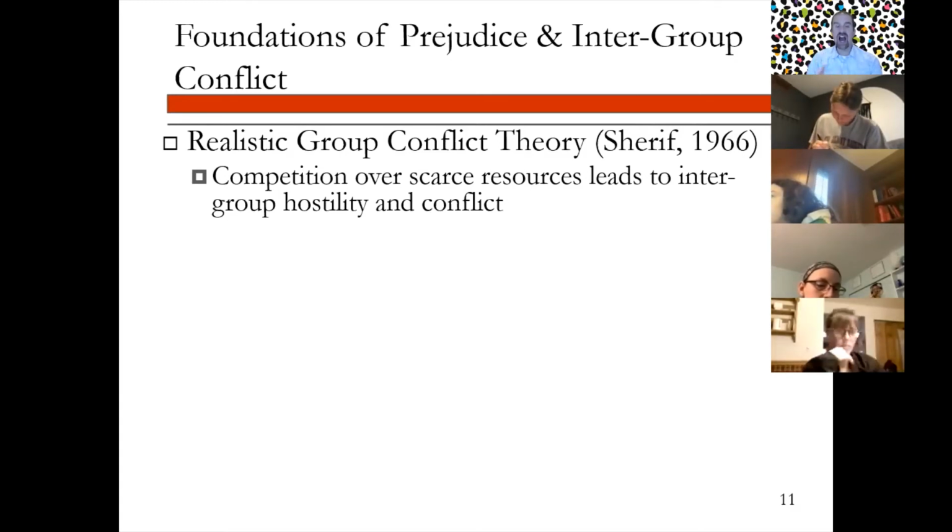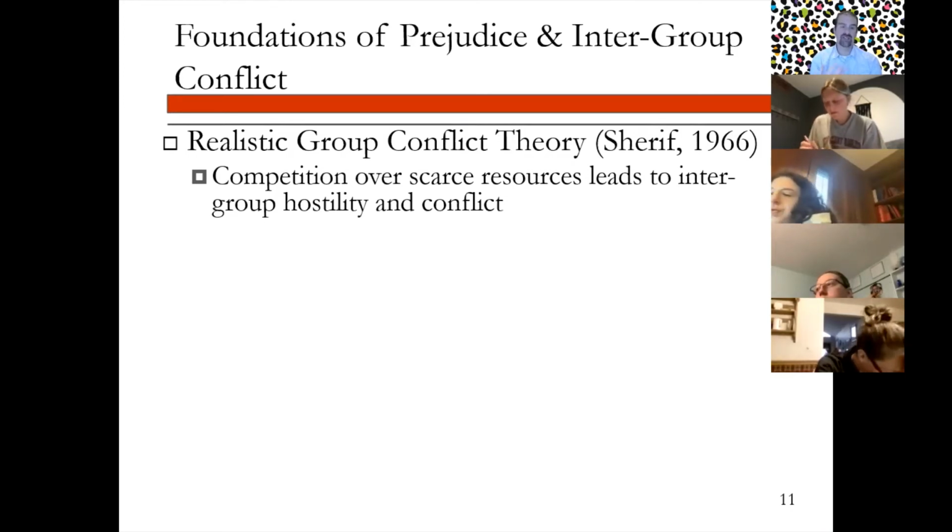When the competition becomes stronger over these scarce resources, Sherif argues this is where we start to think negatively towards that outgroup. We start to discriminate against them, give them less quality positions in a company. We think negatively towards them to justify our negative behavior towards them to some degree. Our stereotypes and cognitions become more negative, and this produces hostility and conflict.